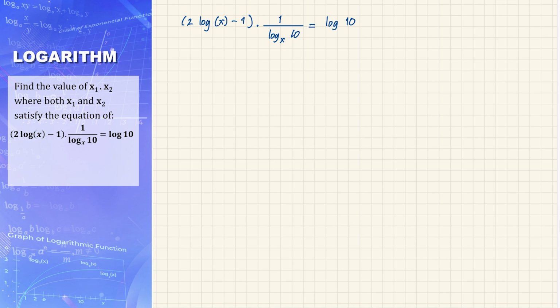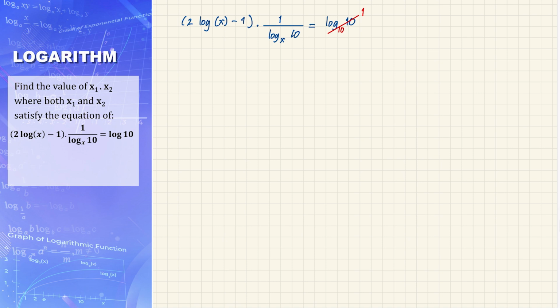In answering this question, we will simplify the right side. If the logarithm does not have its base number written, it means the logarithm has a base of 10. Therefore, it means a base 10 logarithm of 10, which can be simplified to 1.